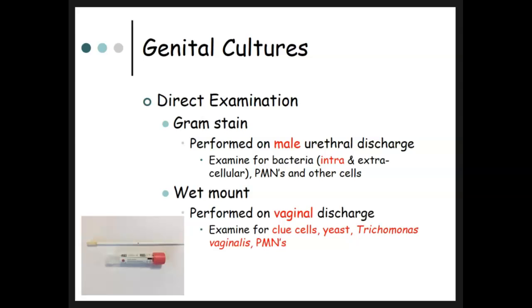We will do direct exam or gram stains on male urethral discharge, but not women. And when we get these gram stains, we are going to look for intra and extracellular bacteria, also white blood cells and other cells. And then the wet mount, that's the same thing as the wet prep. It's performed on vaginal discharge, and we're going to look for clue cells, yeast, Trichomonas vaginalis, and white blood cells.